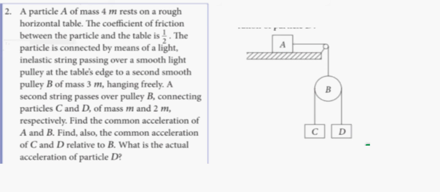A particle of mass 4m rests on the rough horizontal table. The coefficient of friction between the particle and the table is half. The particle is connected by means of a light inextensible string passing over a smooth light pulley at the edge to a second smooth pulley of mass 3m hanging freely. The second string passes over pulley B connecting particles C and D of mass m and 2m respectively.